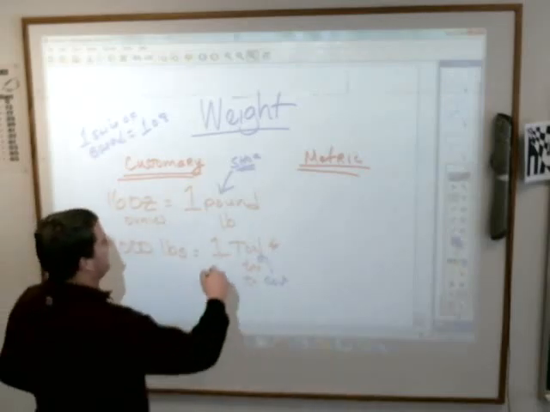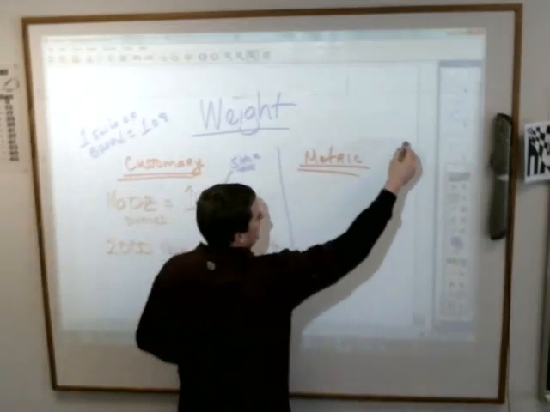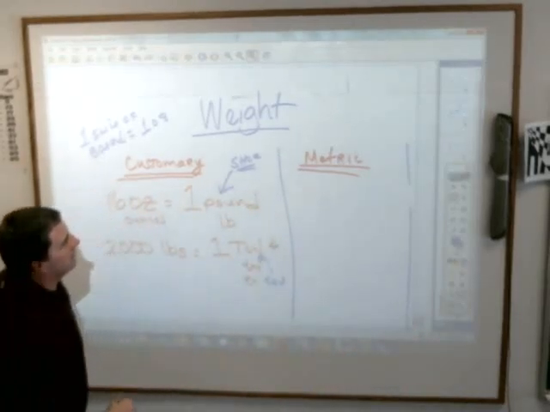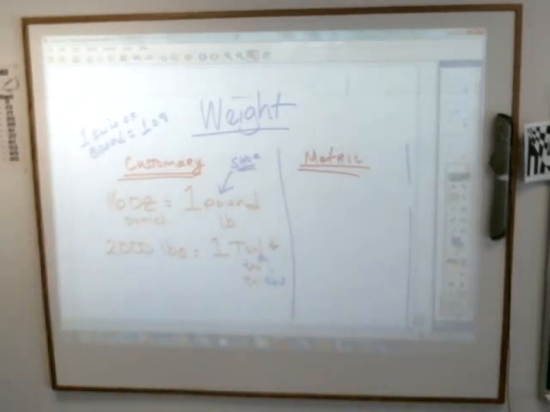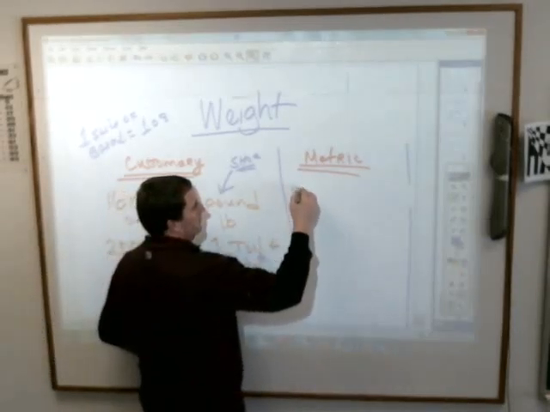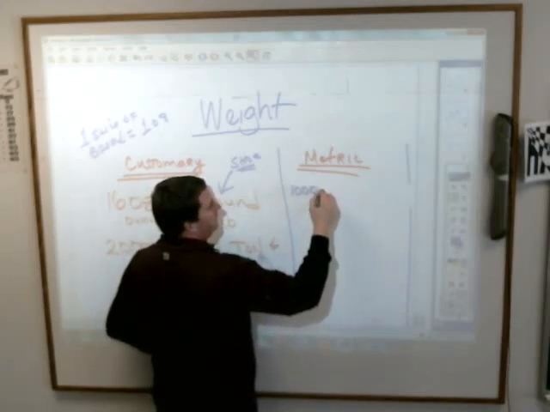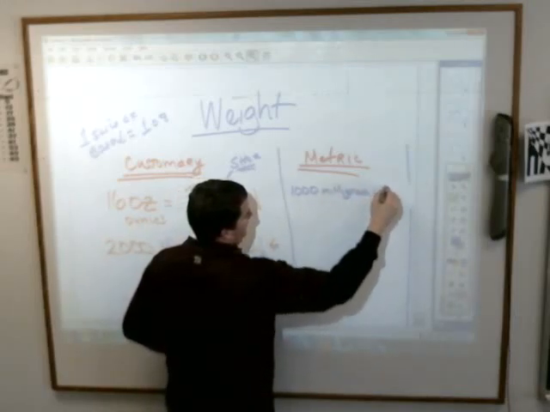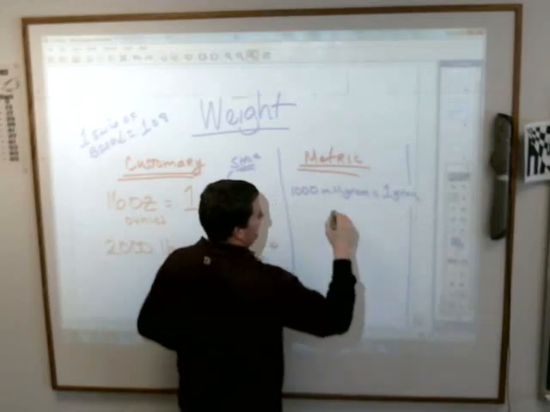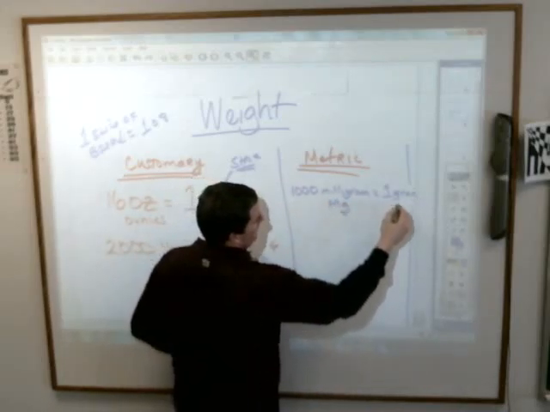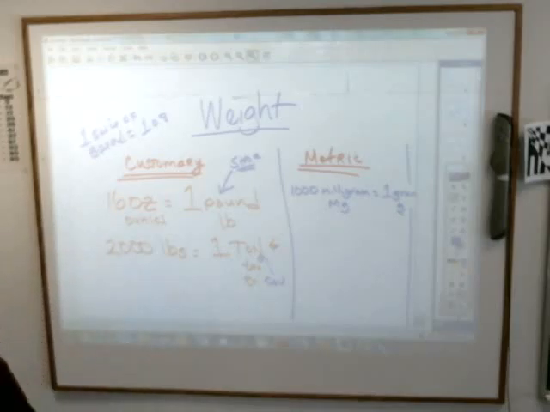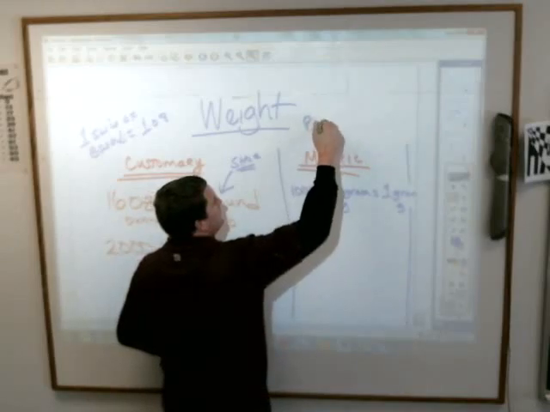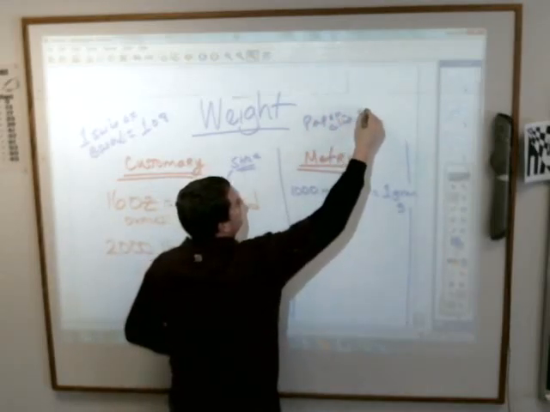All right, in the metric system, it's based on a gram. We'll start with the smaller one. 1,000 milligrams. If we put 1,000 of those together, that is 1 gram. The abbreviation of milligram is mg, and the abbreviation of gram is just g. A paper clip is about 1 gram.